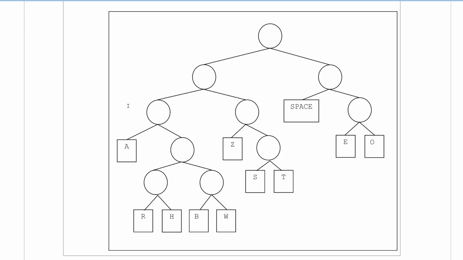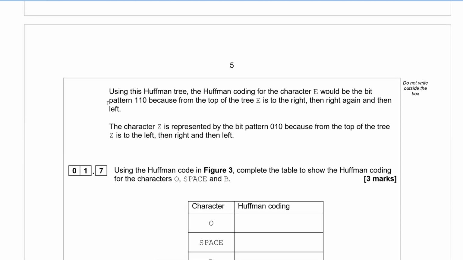If you were asked to build a Huffman tree in the exam, sure, that would be difficult. But all you are asked is to interpret and occasionally do some calculations with this. So, using this Huffman tree, the Huffman coding for the character E would be the bit pattern 110, because from the top of the tree, E is to the right, then right again, and then left. And Z would be 010, because from the top, Z is to the left, then right, and then left.